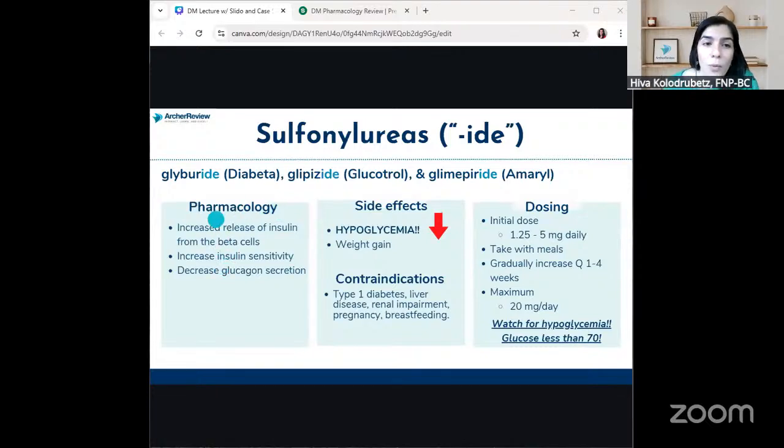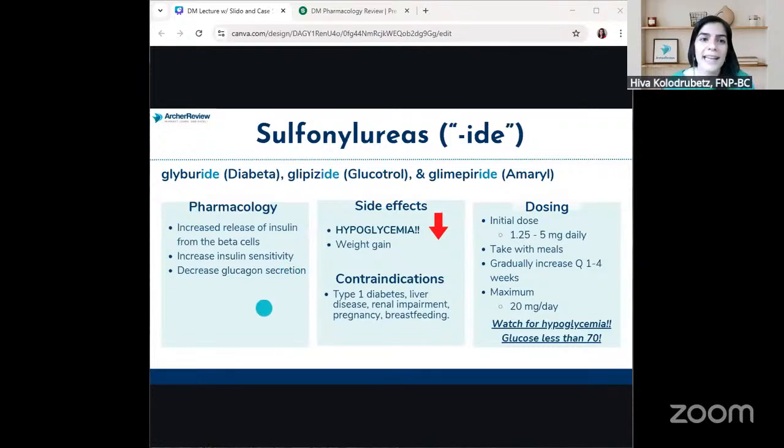The way it works, the pharmacology is it really helps increase that release of insulin from those beta cells. And so what do we know about the difference between type 1 and type 2? If you don't have beta cells that are functioning, this is not the class of medication for you. So look at the contraindication. Type 1 diabetes right there in the contraindication. So do you understand how if you learn the pharmacology, it really helps guide you to all the other stuff, right?